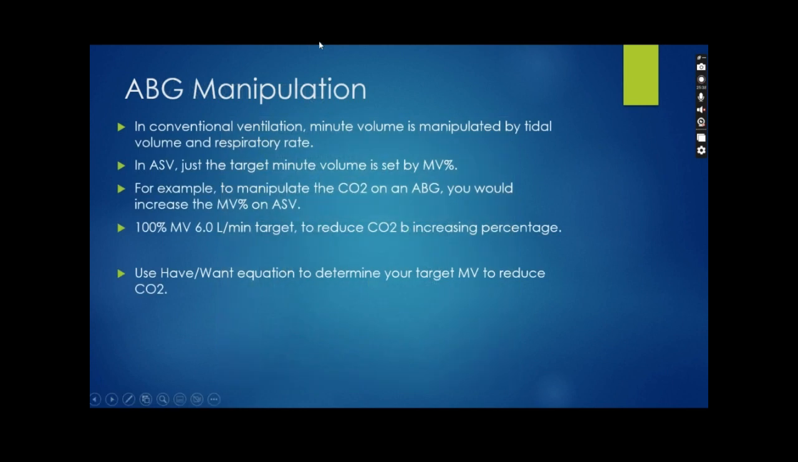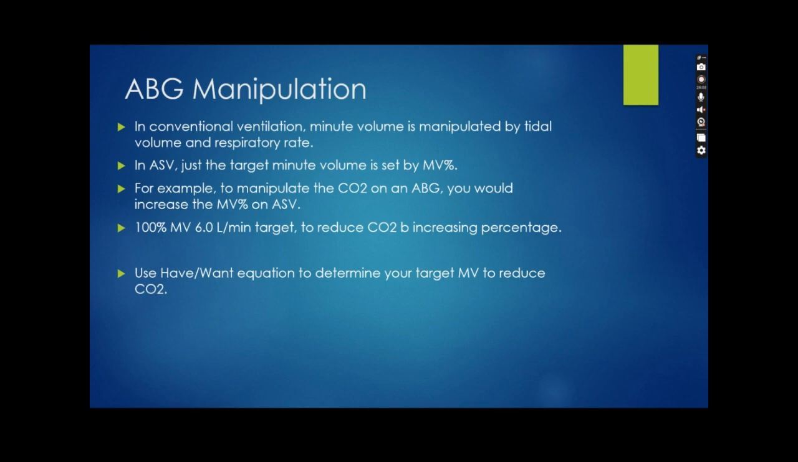Okay, so let's talk a little bit about ABG manipulation. Since we have taken tidal volume and respiratory rate out of our control essentially and given it to the patient, how do we manipulate our minute volume for ABG manipulation, whether it's CO2 elimination, whether it be oxygenation, whatever our goals are at that point.